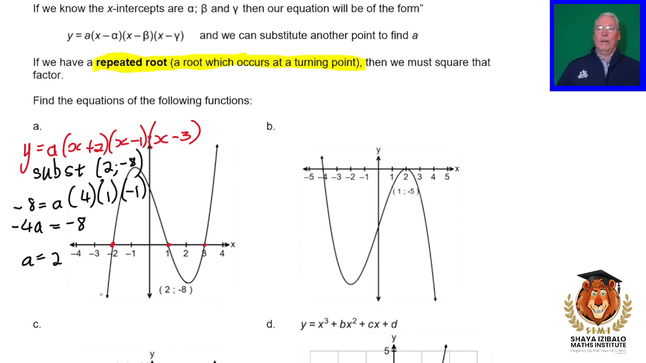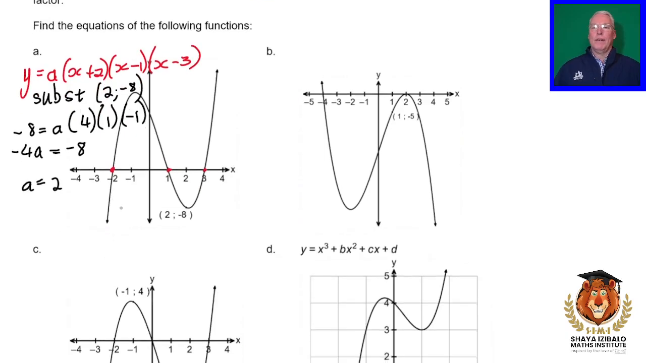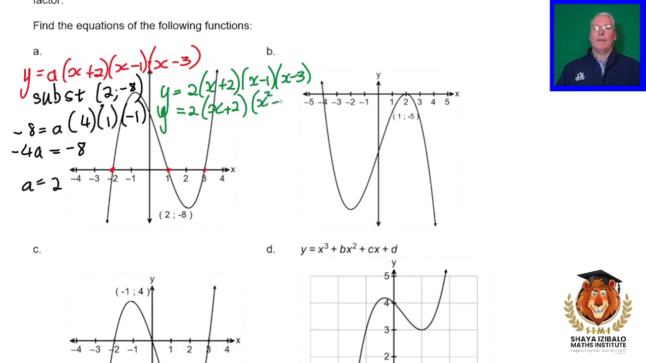So the equation of this graph is, I'm just going to write it with a green pen, y equals 2 into x plus 2, x minus 1, x minus 3. Now that's not in standard form. To get it in standard form, we would multiply it out, and I'm just going to do that quite quickly. When we multiply x minus 1 by x minus 3, we're going to get x squared, minus x minus 3x, which is minus 4x, and a plus 3.